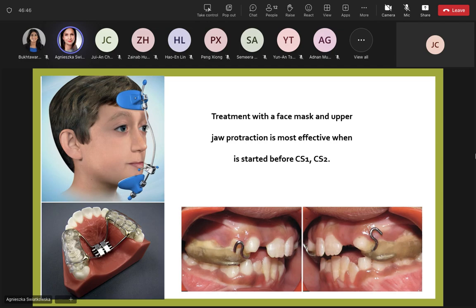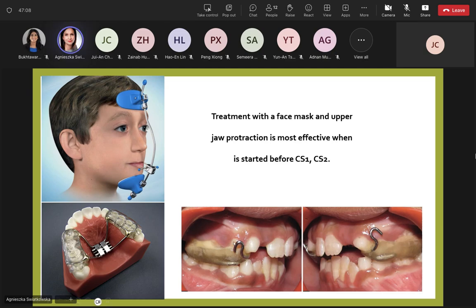If not, we only use construction for face mask without the screw. Here are hooks for the face mask, and here you can see we have elastics. Elastic joint is intraoral fixed appliance with extraoral removable appliance.